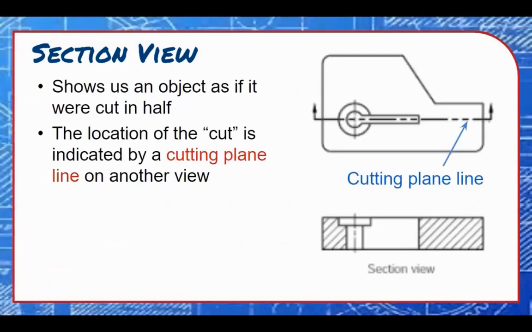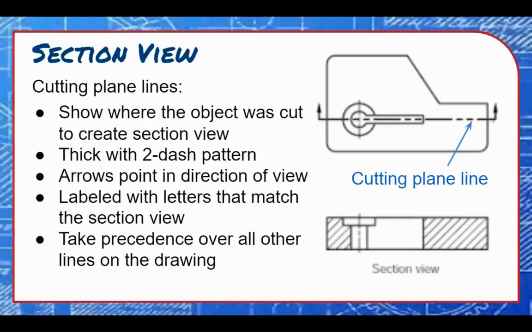A section view shows us an object as if it were cut in half. The location of the cut is indicated by a cutting plane line on another drawing view. Cutting plane lines show us where the object was cut to create the section view. They are thick, bold lines with a 2-dash pattern repeated every so often.